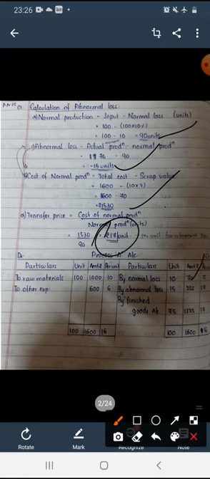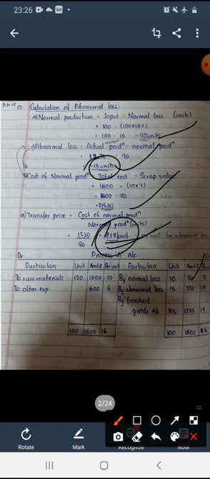See, abnormal loss in transfer price, we are calculating for the purpose of the per unit for abnormal loss. So how much? 17. 15 into 17 is how much? 255. Only this much.